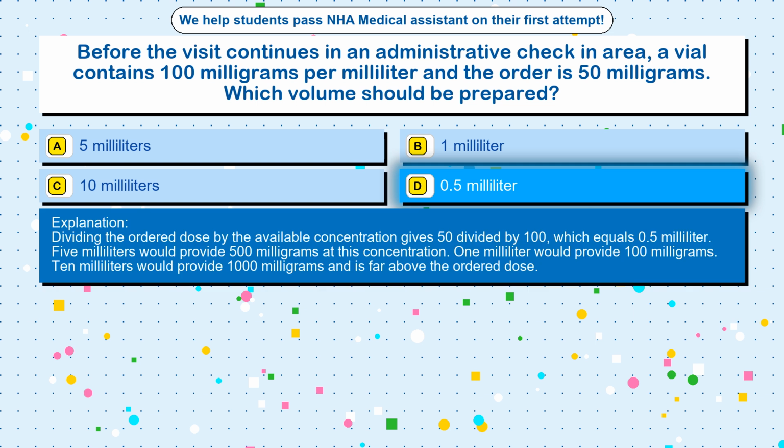Dividing the ordered dose by the available concentration gives 50 divided by 100, which equals 0.5 milliliter. 5 milliliters would provide 500 milligrams at this concentration. 1 milliliter would provide 100 milligrams. 10 milliliters would provide 1000 milligrams and is far above the ordered dose.